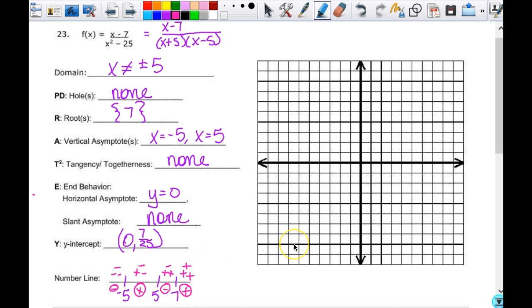All right. So my asymptotes. I've got one at x equals negative 5. So 1, 2, 3, 4, 5. There. And positive 5. And then I have a horizontal asymptote at y equals 0.